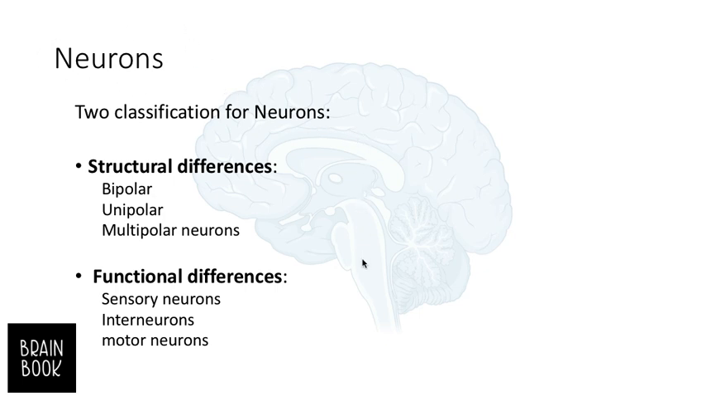In our last presentation, we talked a bit about types of neurons. In total, we have two classifications of neurons. One of these classifications is based on structural differences, and another one is based on functional differences. If we consider the structural differences, we have three types of neurons: bipolar neurons, unipolar neurons, and multipolar neurons. And for functional differences, we have sensory neurons, interneurons, and motor neurons.